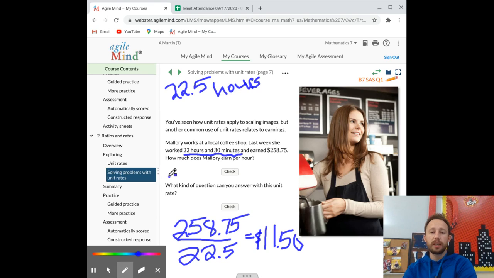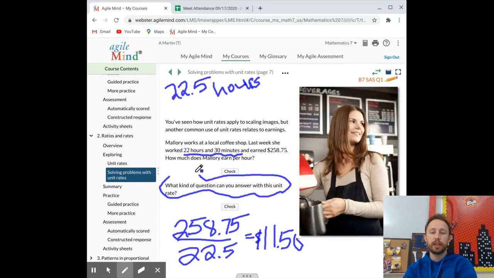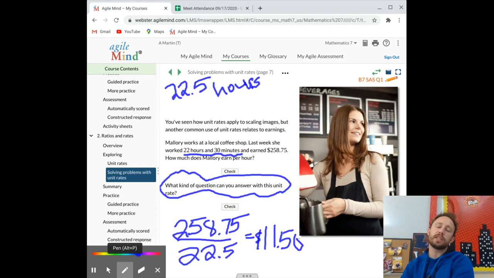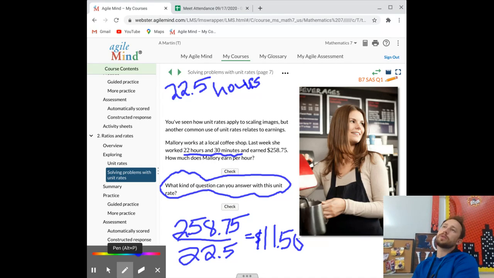And so, what kind of questions can we answer with the unit rate like this? What kind of stuff could we answer? We could say the unit rate shows how much money Mallory makes per hour. Correct. All right. So, think about questions we could ask, like, Mallory makes so much money, so how long did she work? Give me an example like that.